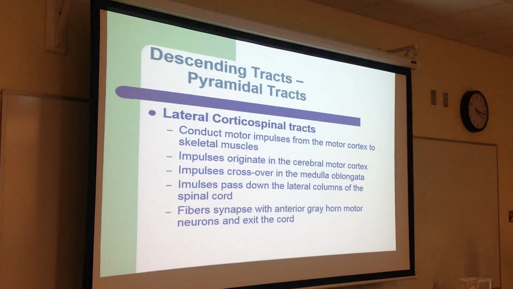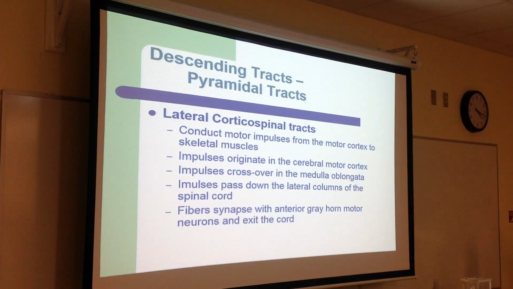All right, first one, lateral corticospinal. Now let's dissect the name. Lateral tells us what? It's going to be moving in columns of white matter over on the sides, lateral columns. Corticospinal. Where does it start? Cortex. Motor cortex. Where does it end? Spinal cord. Definitely descending. Starts at the cortex and ends at the cord, coming down. That's motor information.